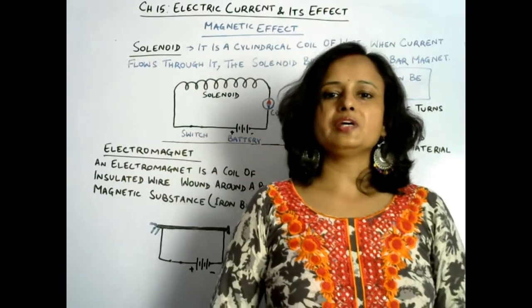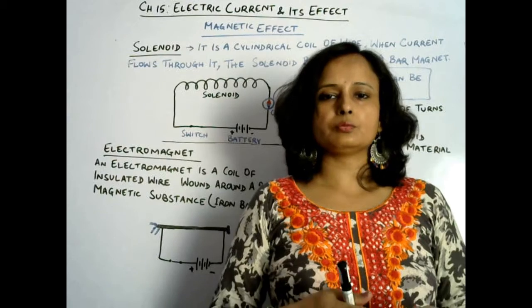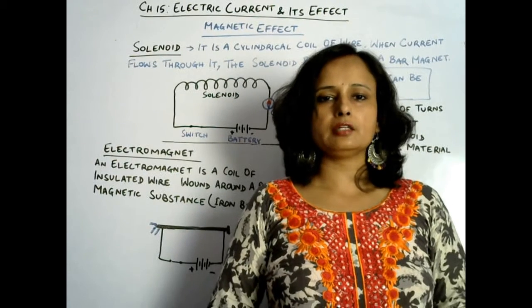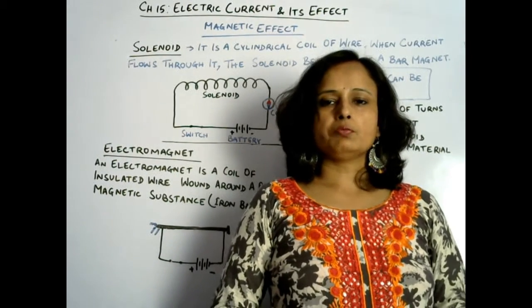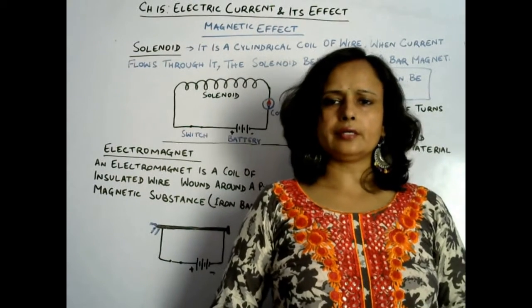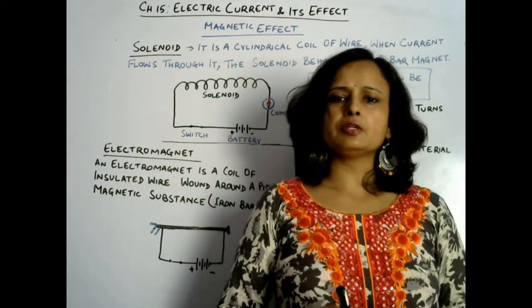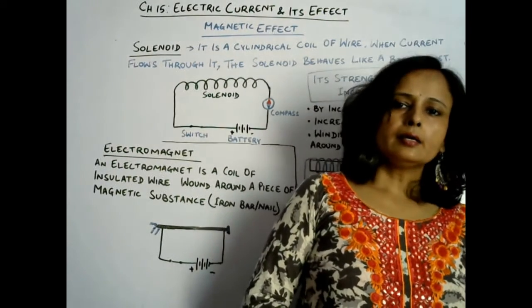Hello everyone. Now we are going to learn about solenoid and electromagnet, and this will also show the magnetic effect of electric current. So what is a solenoid? A solenoid is basically a cylindrical coil of wire. When current flows through that coil of wire, the solenoid will behave like a bar magnet.